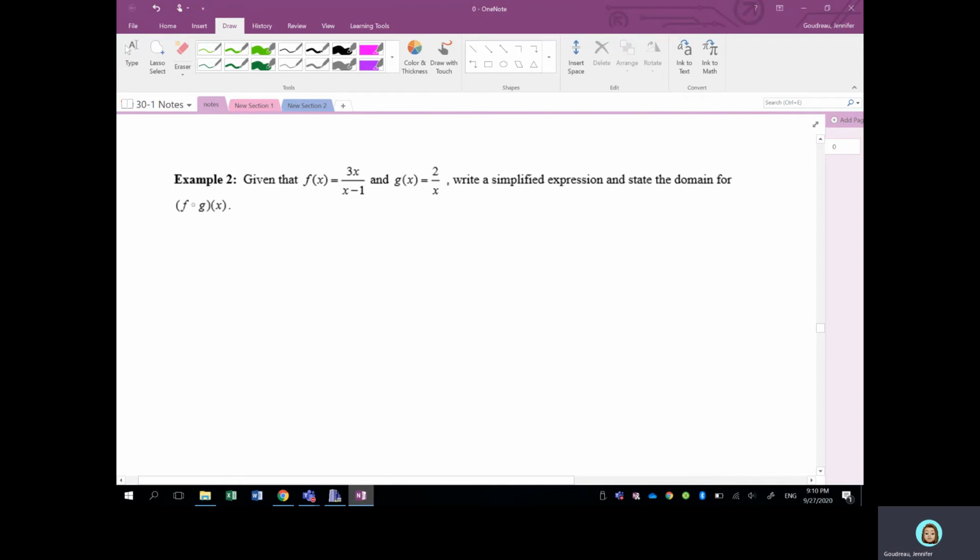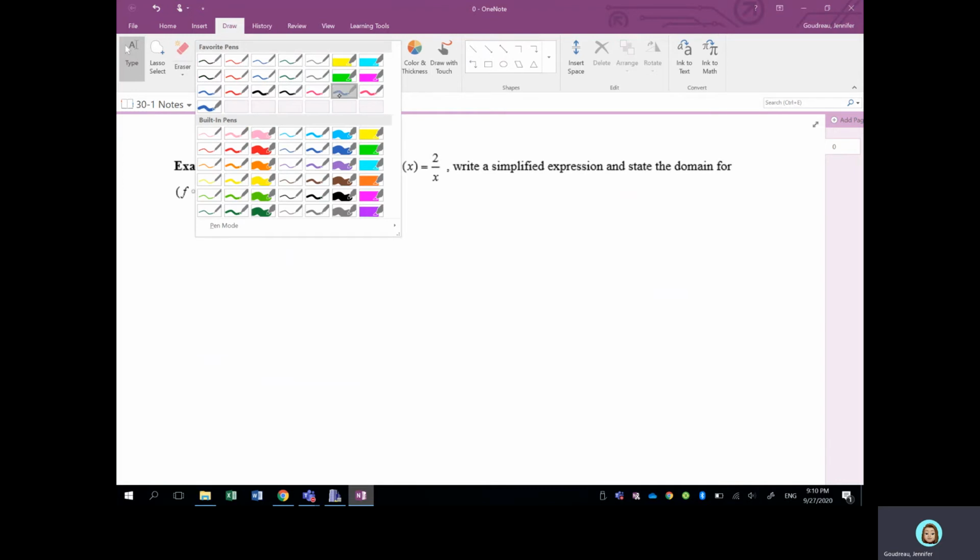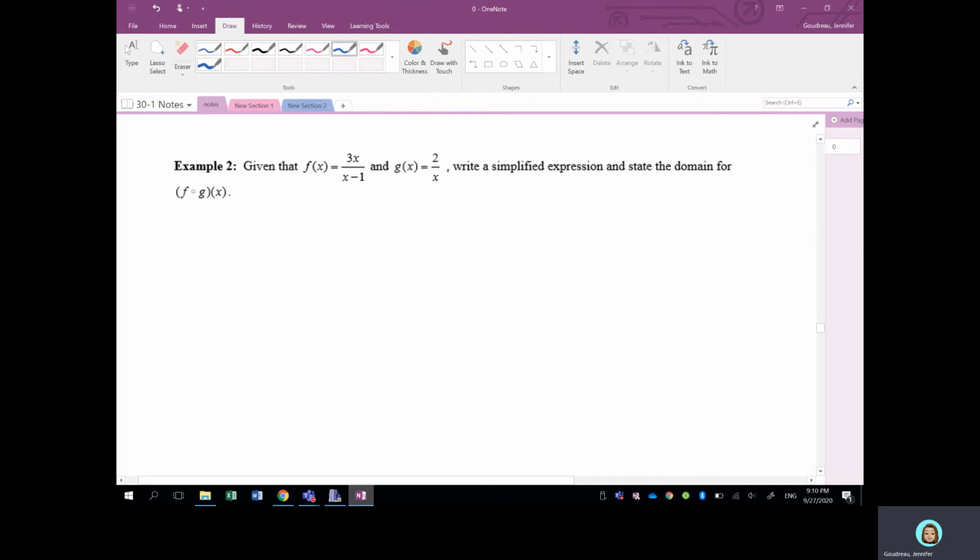Example 2, we're going to do this again, a composite. Please really make note of the difference between what a composite question looks like and what a multiplication looks like. If this was multiplication, that would be a solid filled in dot. It is an open dot, so this is a composite, and it means f at g at x. That means we are replacing all the x's in f at x with g at x. So that 2 over x is going to get substituted there and there.